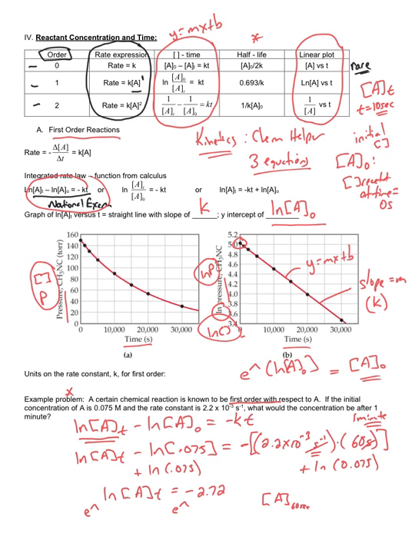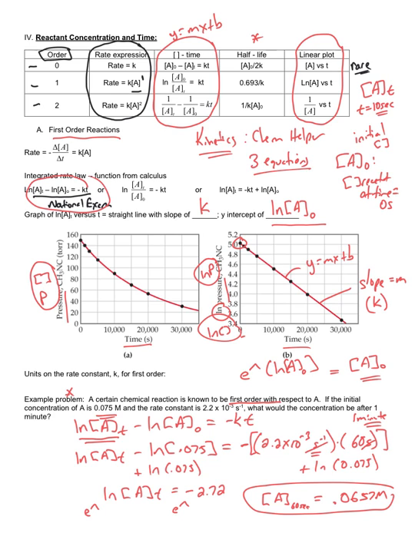So what is the concentration of A at 60 seconds? It gives me 0.0657 molar. The concentration is less, which it should be, because there should be less of the reactant after a certain moment in time. So it has dropped.